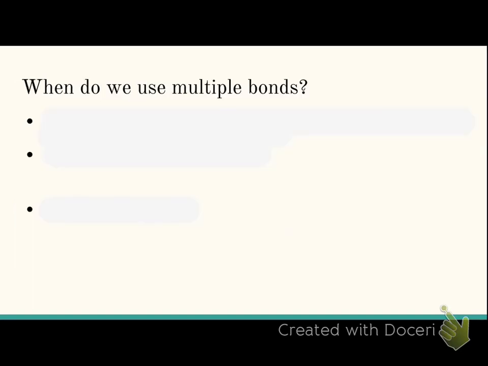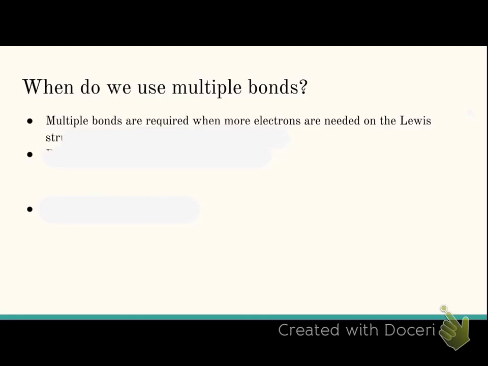So let's talk about when we should actually use multiple bonds, because a compound is not going to use multiple bonds unless it is necessary. So we always want to use those single bonds that we started out with first, and then if there's a problem, then we'll go into using multiple bonds to draw those Lewis structures. So that problem is going to be when you need more electrons than what you have available.